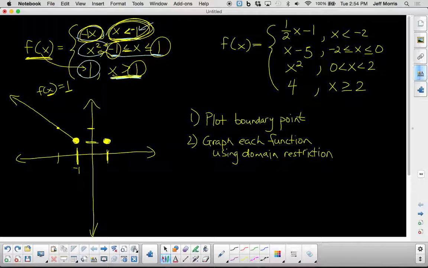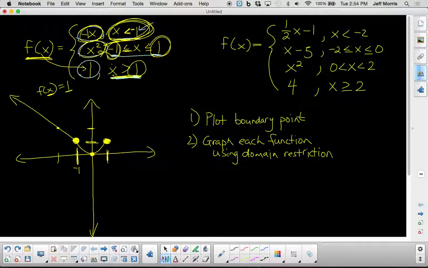Now when I plot this parabola, I'm going to go to these two points, the negative 1 and the 1, and I'm going to connect them. But I'm not connecting a straight line. I'm connecting a parabola. And I know the parabola is centered at 0, 0. I'm going to do it like this.